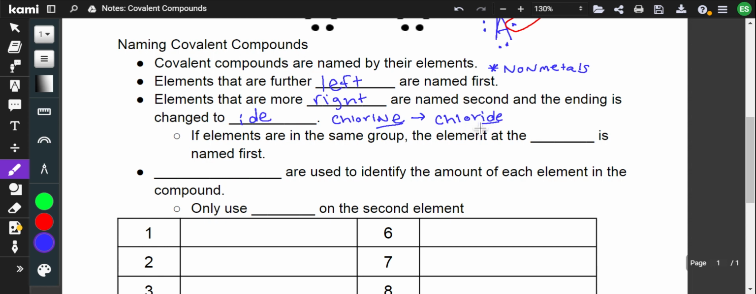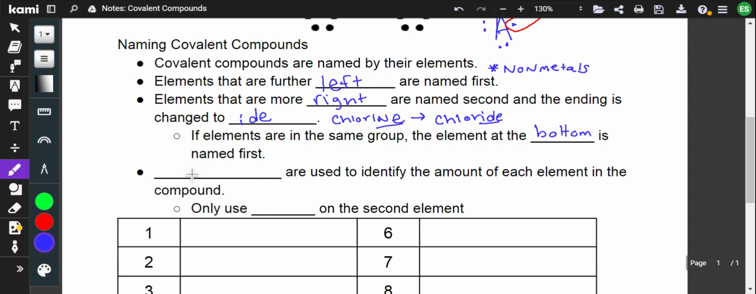If the elements happen to be in the same group, which won't happen to us very often, the element that is at the bottom is named first. So whichever one is lower in that group is going to be named first. That's all that really happens there. That shouldn't come up too often, and if it does, I'll make sure that it's very clear in the formula which one goes first.